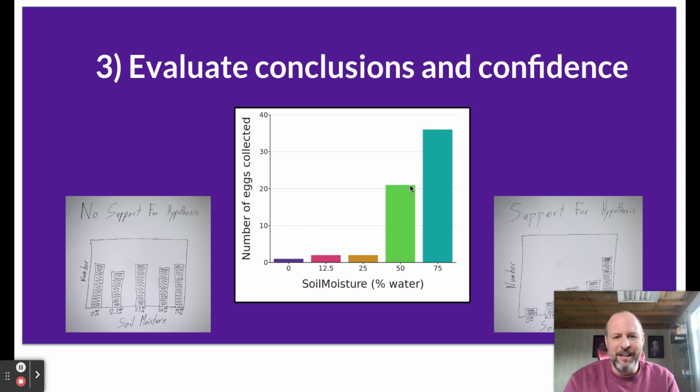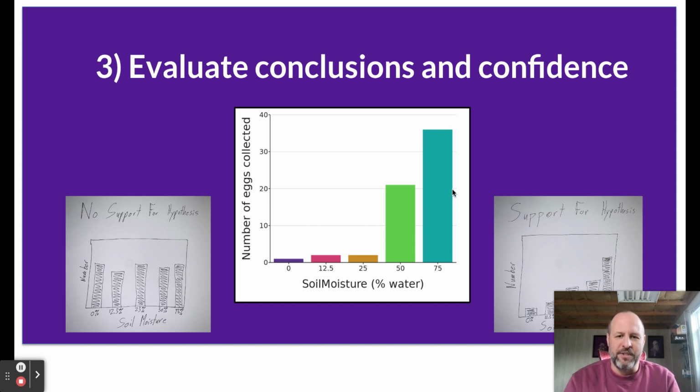So let's say 56 over here, and then down here the total maybe looks like 5 or 6 or 7 at the most in these drier treatments. So with a pretty big sample with categorical outcomes like this, this data seems pretty convincing. I would say I have a high degree of confidence that this hypothesis is supported.